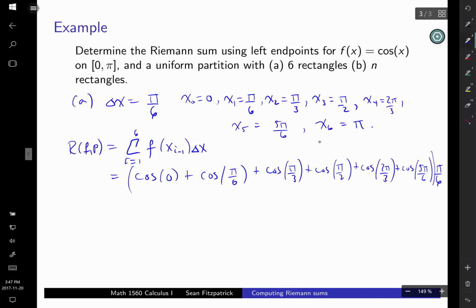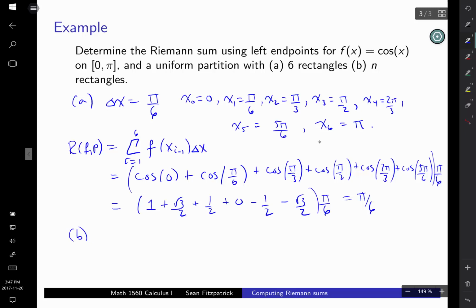And I guess we could evaluate, but there's not much we can do with this sum here. 1 plus root 3 over 2 plus 1/2 plus 0, cos of 2 pi over 3. Actually, that is going to be minus 1/2. Hey, it actually simplifies quite a bit. Minus 3 over 2 times pi over 6. Not so bad. Pi over 6. We can do that. Okay.